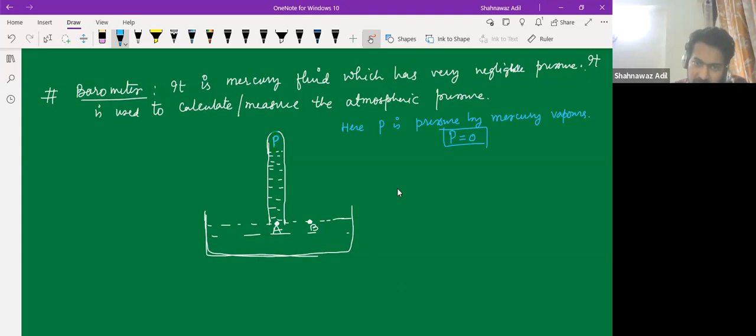Now, from Pascal's law, what do we know? What can you guys say about the pressure at A and the pressure at B? What can you tell? Both of them are equal.